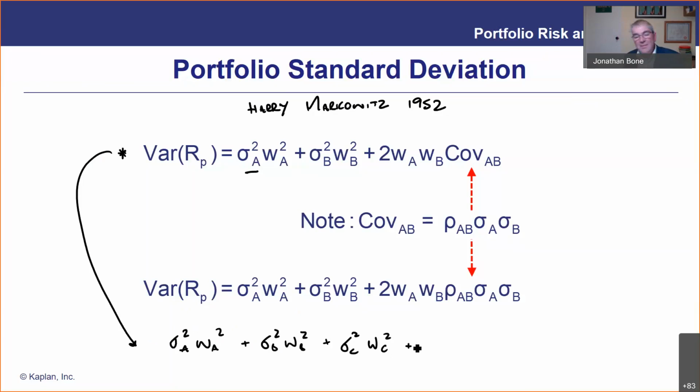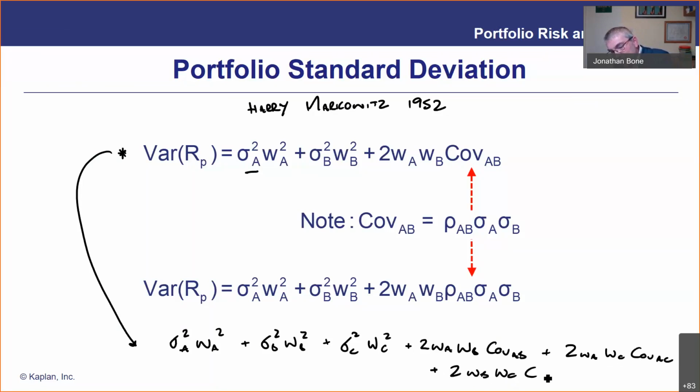But then this is the bit where things start to get a little bit more complicated as you add assets. I would need to look at 2 times the weighting of asset A times the weighting of asset B times the covariance of asset A and B. But then I'd need to look at 2 times the weighting of asset A times the weighting of asset C times the covariance of asset A and C. And then finally, 2 times the weighting of asset B times the weighting of asset C times the covariance of asset B and C. So as a result, the number of covariances starts to rise exponentially as you add assets to the portfolio.